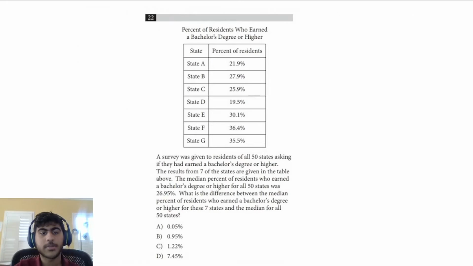Let's move on. Question number 22, we get a table this time. The percent of residents who earn a bachelor's degree or higher is given for 7 different states, and the median percent of all residents in all 50 states is 26.95%. We're asked for the difference between the median percent of the residents in the 7 states and the median percent of the residents in the 50 states.